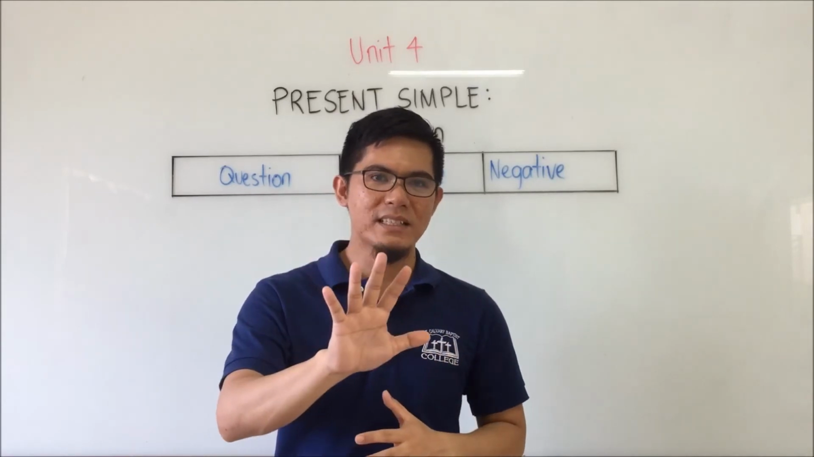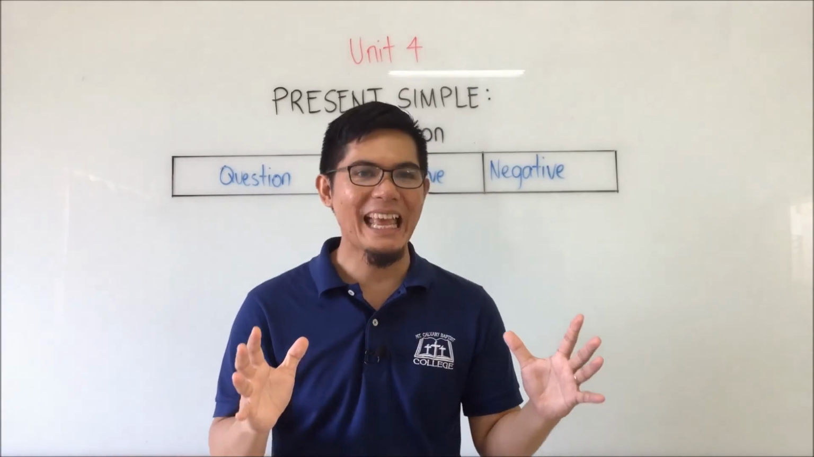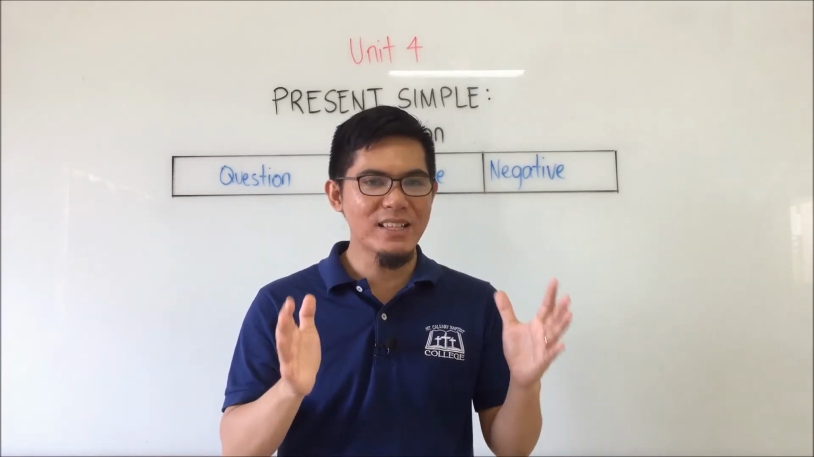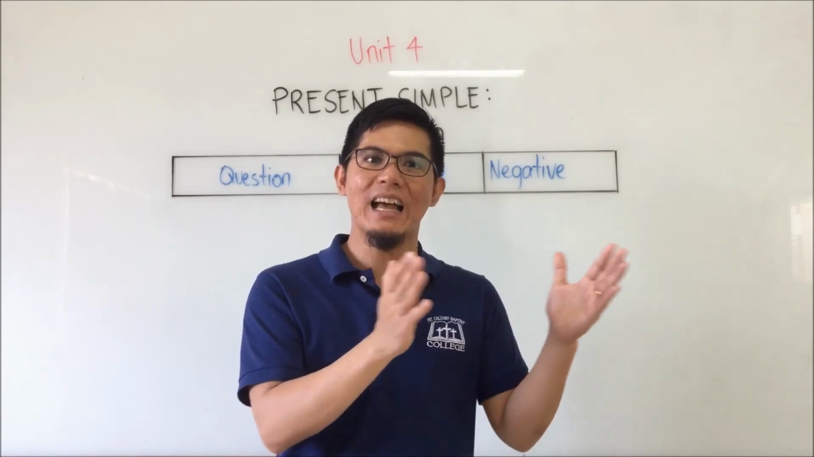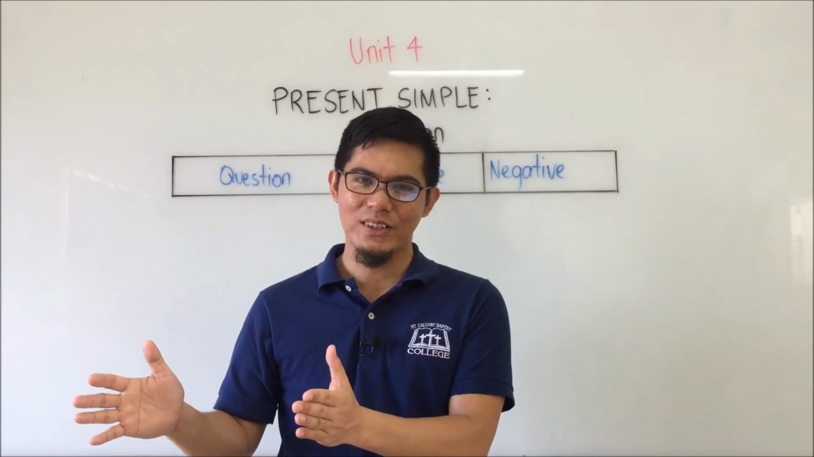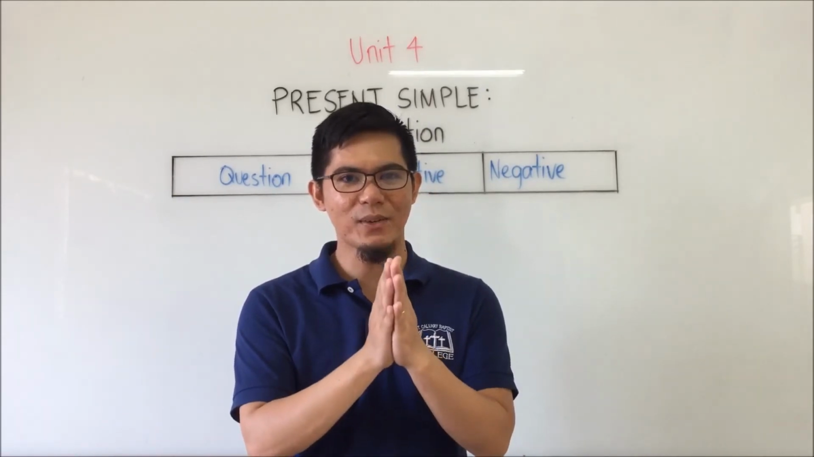So 5 sentences, you make 5 questions, and then short answers. Short answers could be an affirmative or a negative. All right, so exercise number 2, here we go.